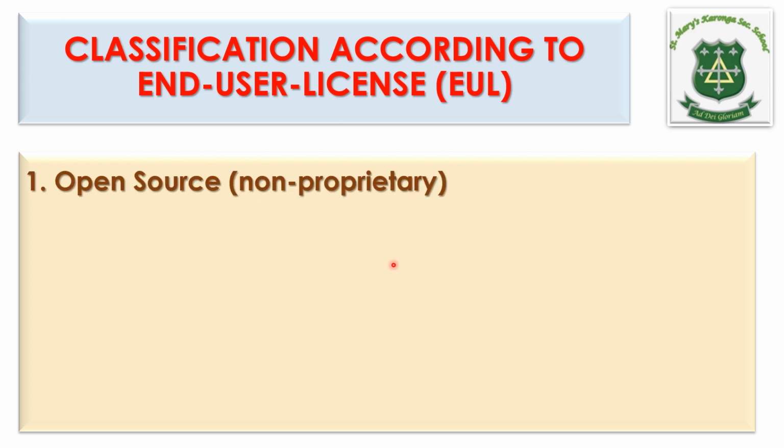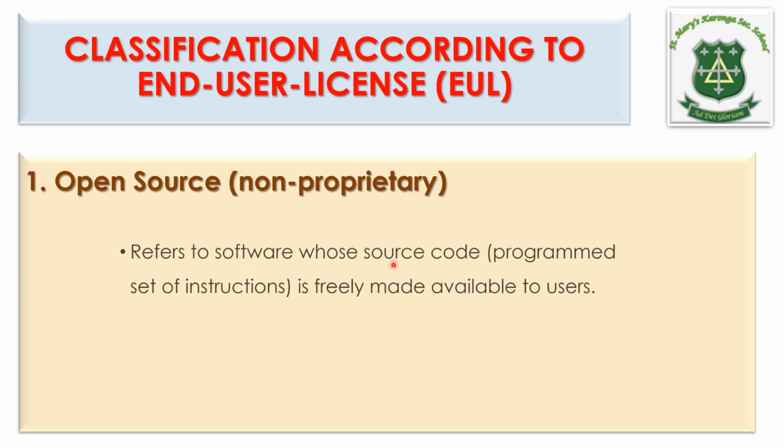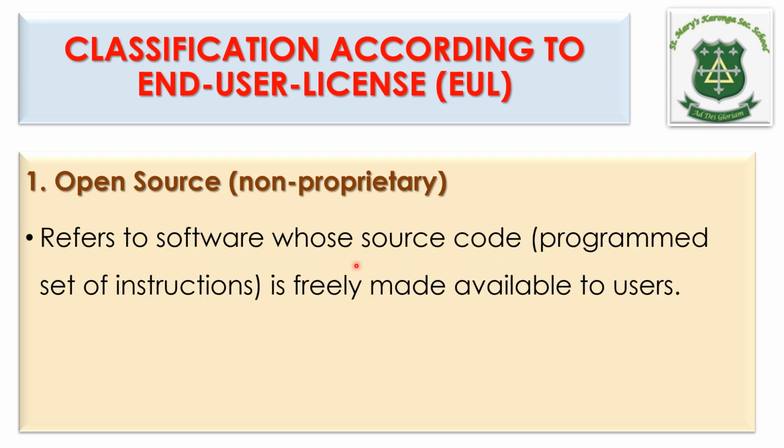So here again, we're going to look at the two. So here we have the open source or the non-proprietary. So this one refers to the software whose source code, or the programmed set of instructions, which is called the source code, is freely made available to users. Users are free to access it. It does not have any passwords. You can adjust it the way you want.